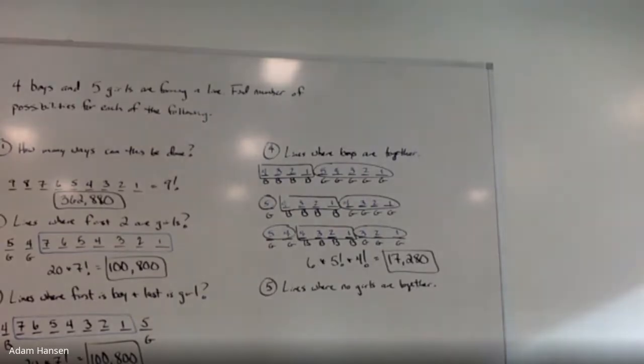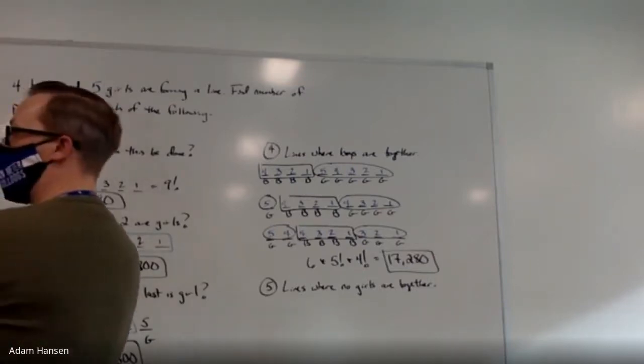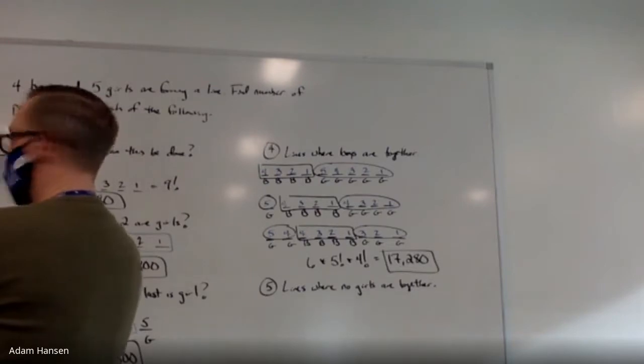Let's see, the last type of line I want to set up. The lines where no girls are together. If no girls are together, that means that the girls and boys have to alternate. Girl, boy, girl, boy, girl, boy, girl, boy, girl, right? So what do I have to start with, a girl or a boy? A girl. There's more girls than boys, so shouldn't I have to start with a girl when I set up my line?